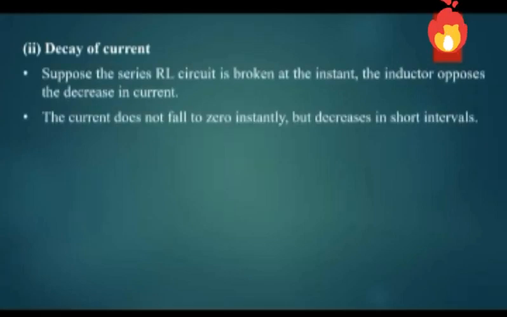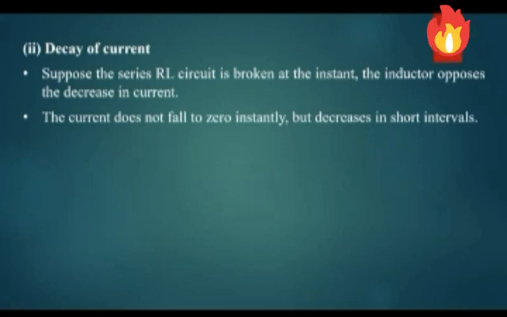So let us take the case of a series RL circuit where a resistance and an inductor are connected in series. If the battery is disconnected, broken means disconnected, at that instant the inductor opposes the decrease in current because of electromagnetic induction.